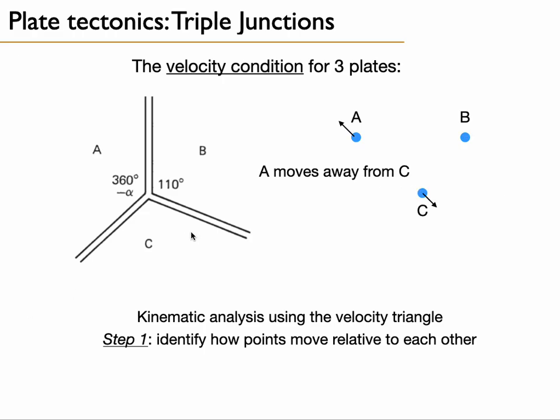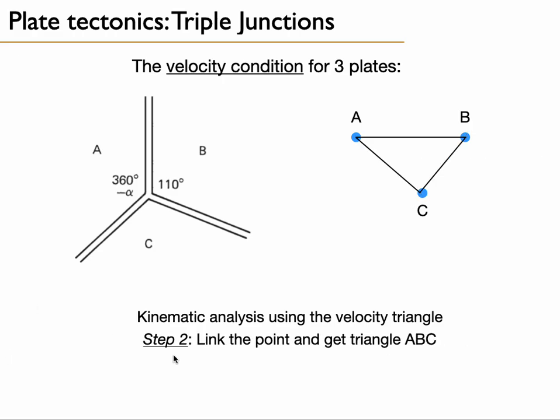Now, let's introduce a third point on plate C. Again, we have a ridge between A and C, so C is moving away from A, and A is moving away from C. The same can be done for the boundary BC. This is also a ridge, so B moves away from C, and C moves away from B. That's step number 1. Then we will link the points to create the triangle ABC.